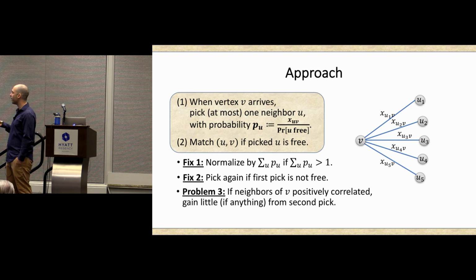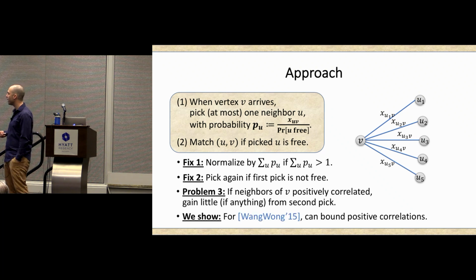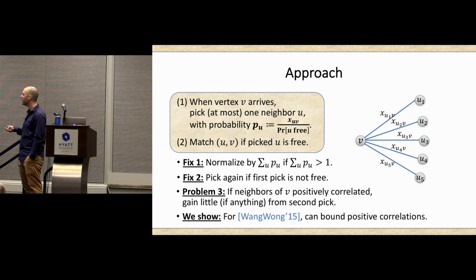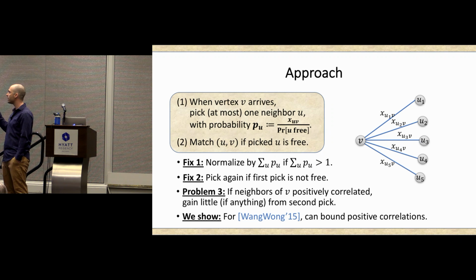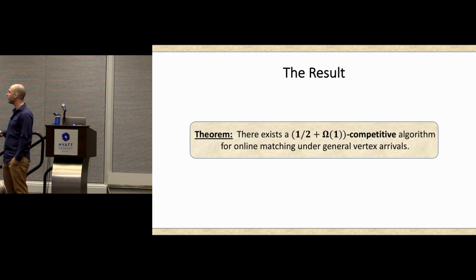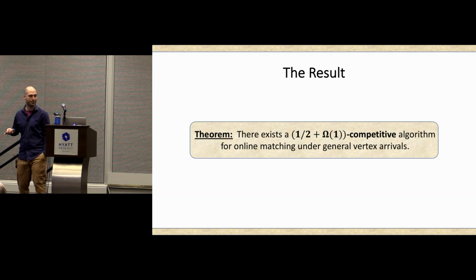So the main technical meat of this paper is in showing that for the Wang and Wang algorithm, or at least some algorithm derived from their framework, we can bound these positive correlations and still get something better than 1/2 competitive, as the following theorem says. There exists a 1/2 plus constant competitive algorithm for online matching under general vertex arrivals.